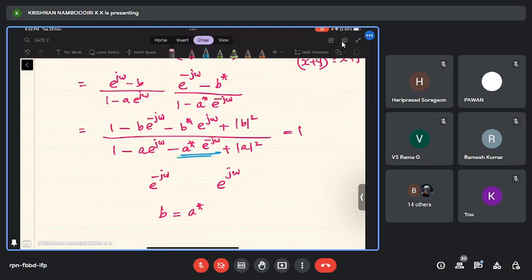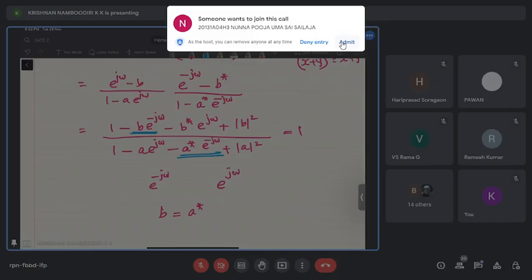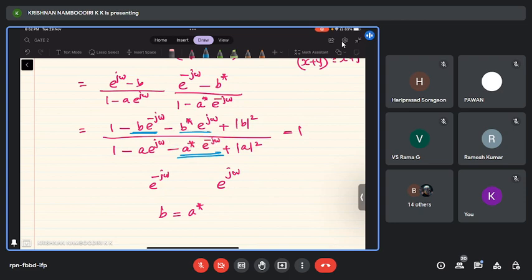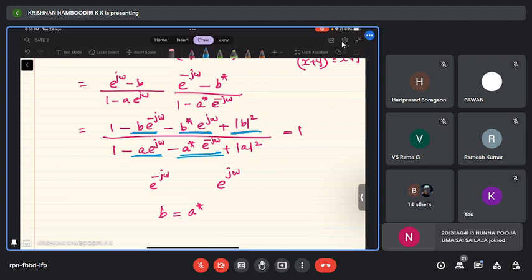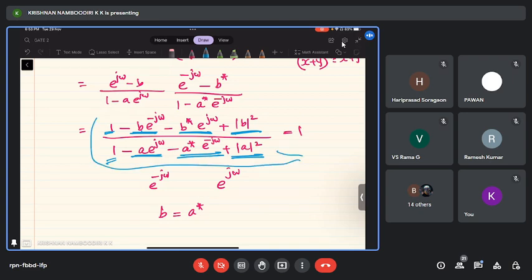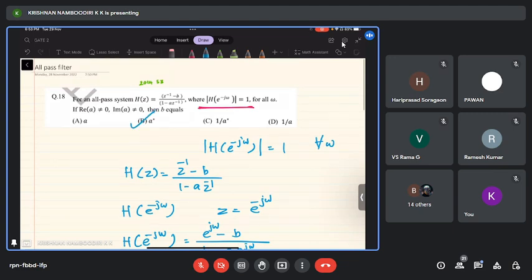So focus on these two terms. Correct? So the coefficient of e power minus j omega is b and a star in the numerator and in the denominator, correct? Here also you can see. So basically, if b equals a star, the magnitude of b square and magnitude of a square will be the same, and 1 is the same in both the cases. And in order for this fraction to be equal to 1, b must be equal to a star. Any questions? So the answer to the question is option B, a star.